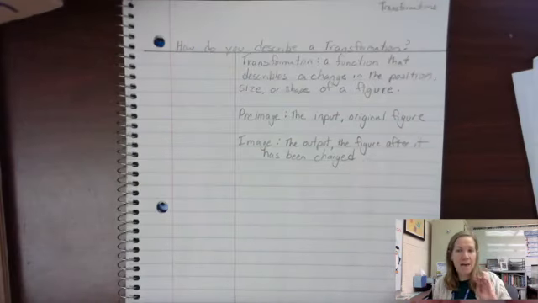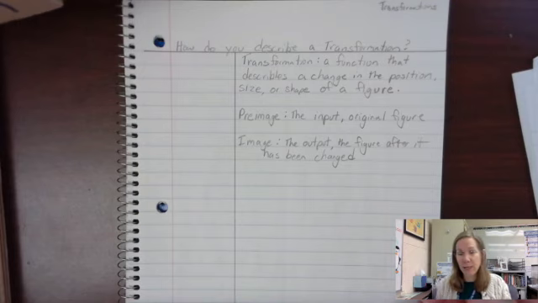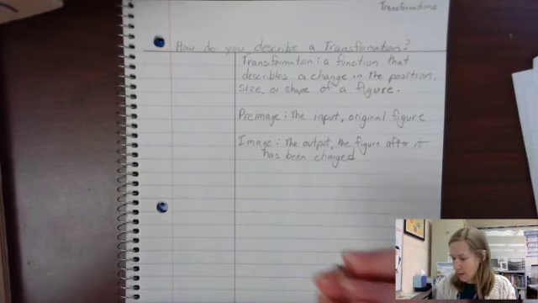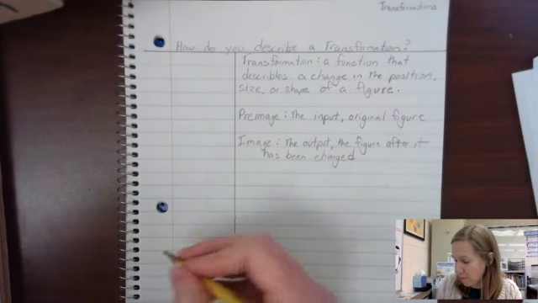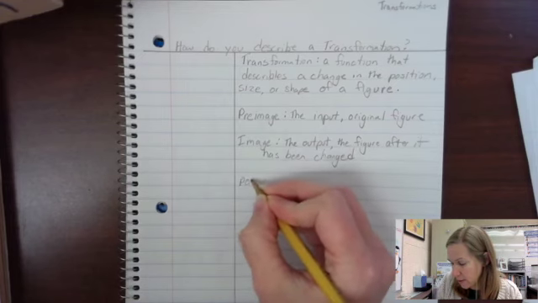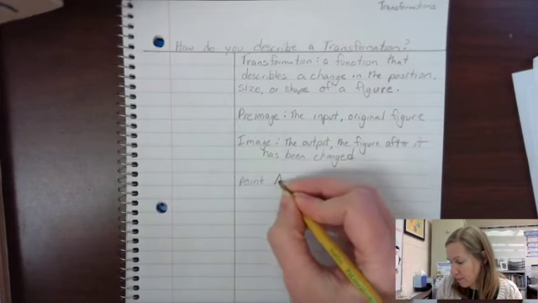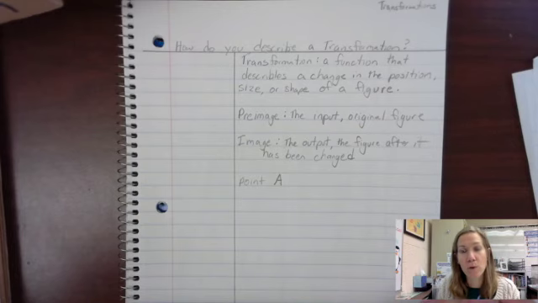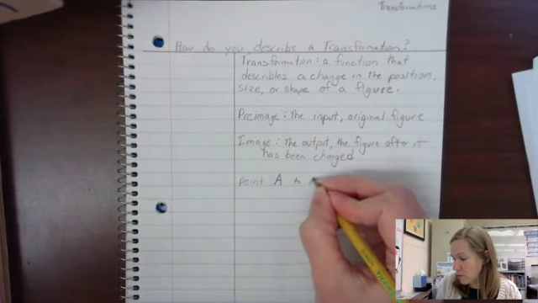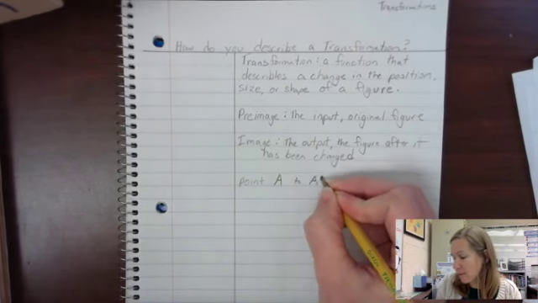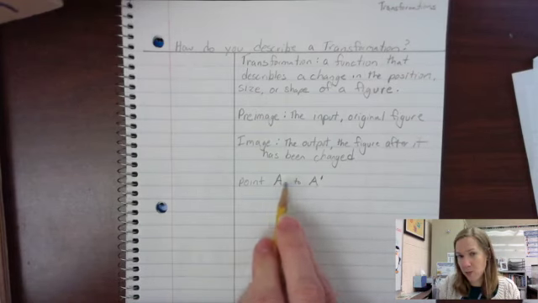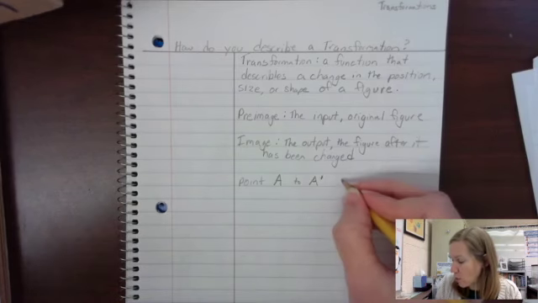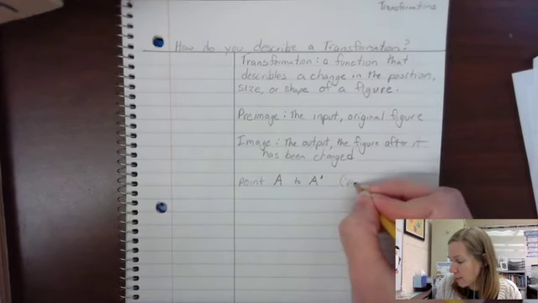Pre-images will have points or line segments or angles that are named. And oftentimes we just use letters. So if we have point A, okay, we will transform that point to A prime. And you have to use the apostrophe up there, and you'd see that this is the pre-image and this is the image. So when we say that, prime.